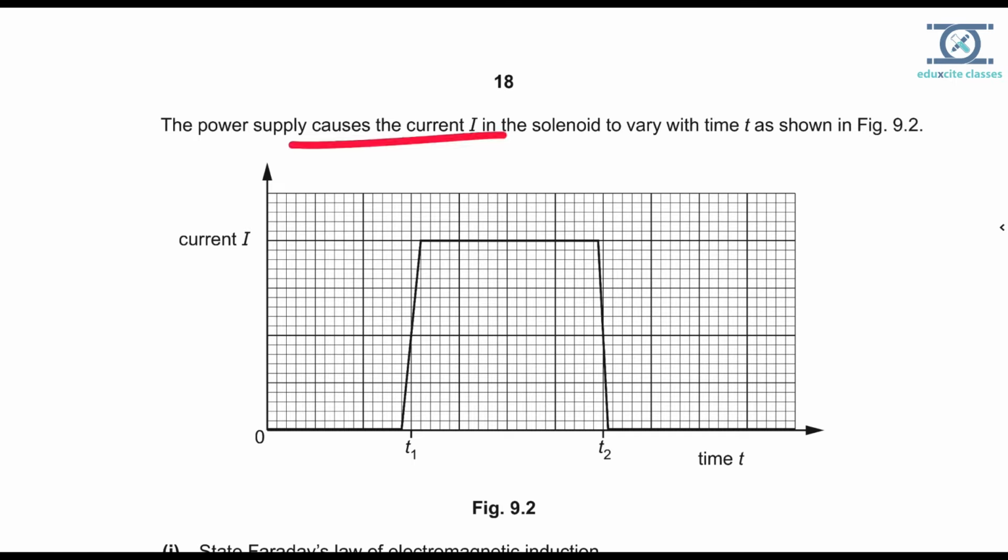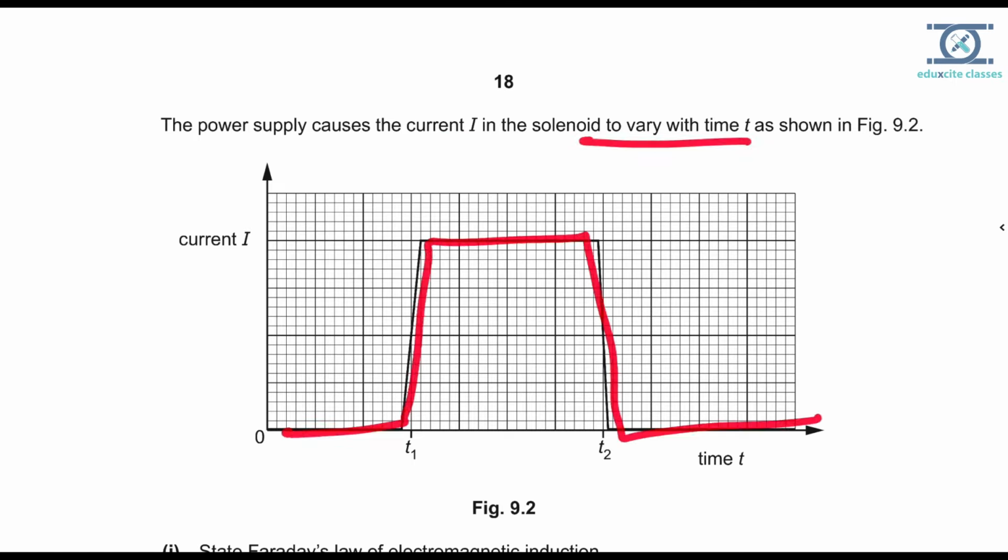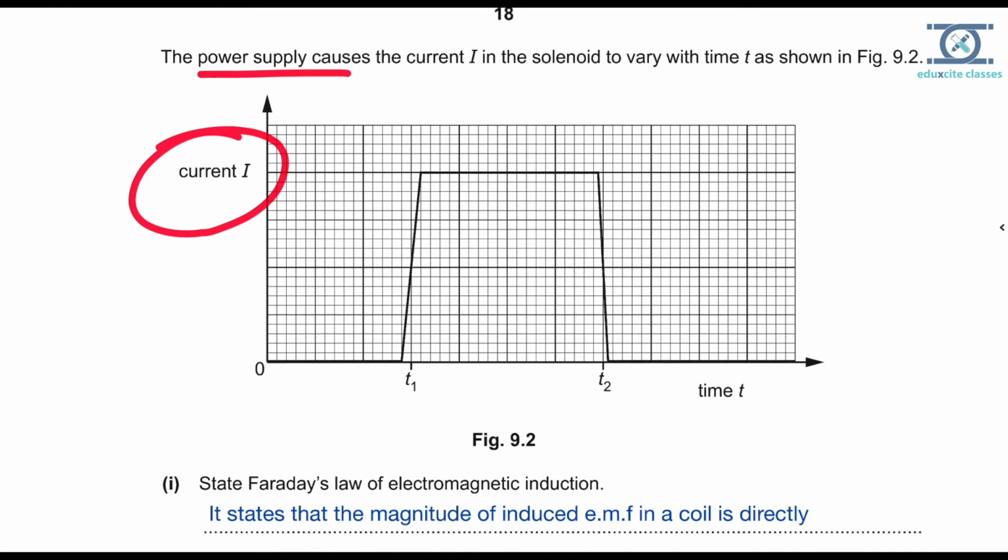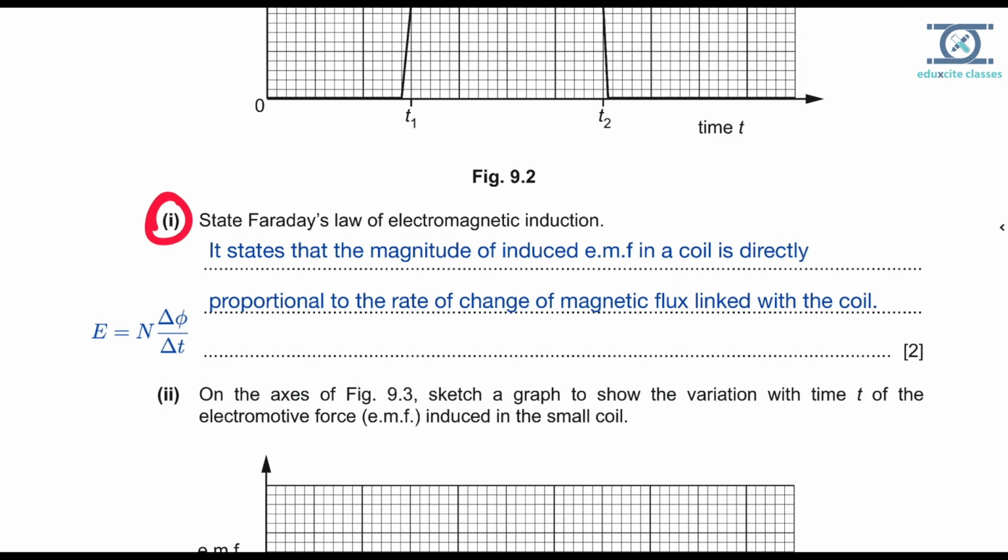The power supply causes the current in the solenoid to vary according to this graph. You can see here the current is 0 just before one box of T1. It rises for two boxes. Then it is constant. Then in one box only it changes to 0 again. This is the change in the current by the power supply in the solenoid. First part, state Faraday's laws of electromagnetic induction.